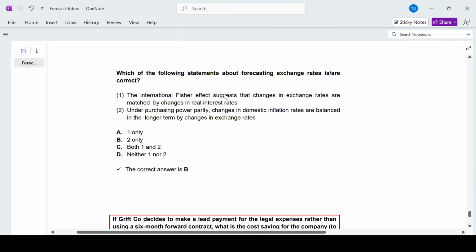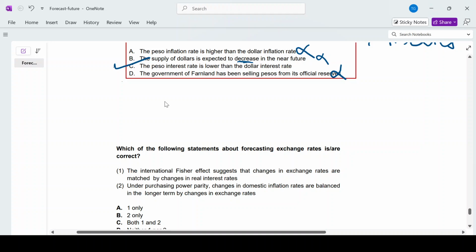Moving forward to the second question relating to this scenario. The second question says, which of the following statements about forecasting exchange rates is or are correct? The first statement says the international Fisher effect suggests that changes in exchange rates are matched by changes in real interest rates. This statement is totally true. Just one thing is there which makes it false.